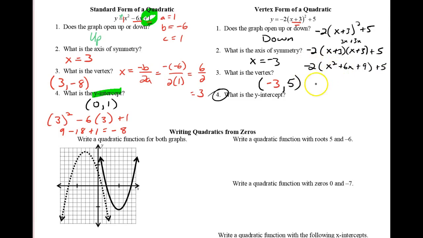So now you got to distribute the -2. So we get -2x squared minus 12x minus 18 plus 5. And combine our like terms. So -2x squared minus 12x minus 13. So now this is in standard form. So now I know that this is my y-intercept. So my y-intercept is at 0, -13.